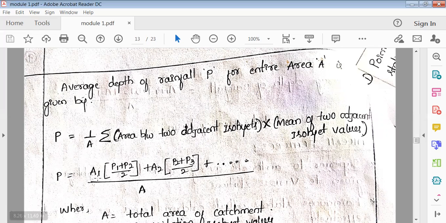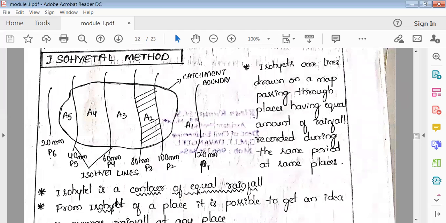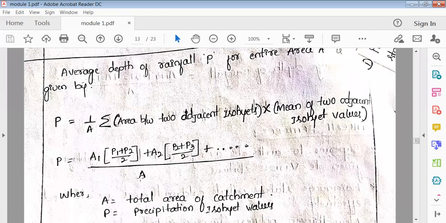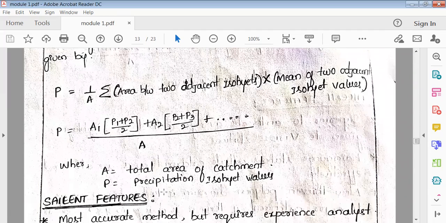But here, if you want to take A1, the adjacent one is P2, the second value, so it is P1. Okay, if I want to find this area A1, it is A1 into P1 plus P2, that is 120 plus 100 divided by 2. Similarly, if you want to find A2, it is A2 into P2 plus P3 divided by 2, and so on, divided by the total area A of the catchment.